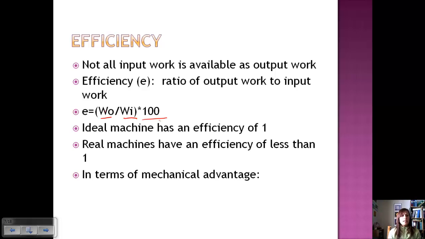I think a vehicle is in the 30 or 40% range, so not very efficient at all, although that's changing. Okay, in terms of mechanical advantage, efficiency is equal to mechanical advantage divided by ideal mechanical advantage times 100. So same idea.